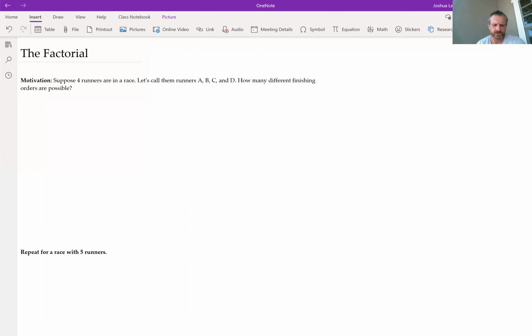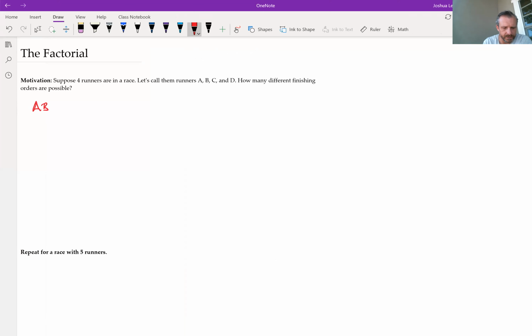All right, so let's suppose that 4 runners are in a race. Let's call them runners A, B, C, and D. How many different finishing orders are possible? Well, we could do this like last time. We could just start a count, right? So let's think about this. We could have A, B, C, and D. We could have A, C, B, and D. We could have A, B, D, and C.